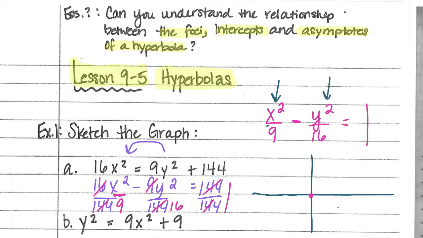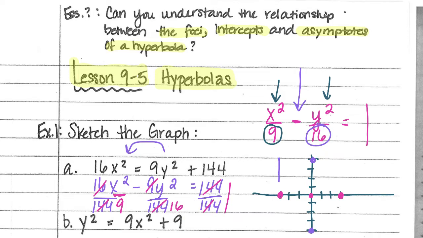And because under the x there's a 9, I'm going to take the square root and go 3 to the right and 3 to the left. And because under the y squared there's a 16, I'm going to take the square root and go up 4 for that 16 and down 4 for 16.